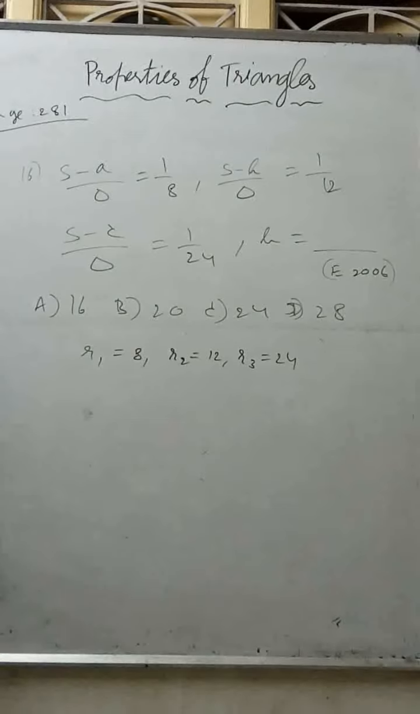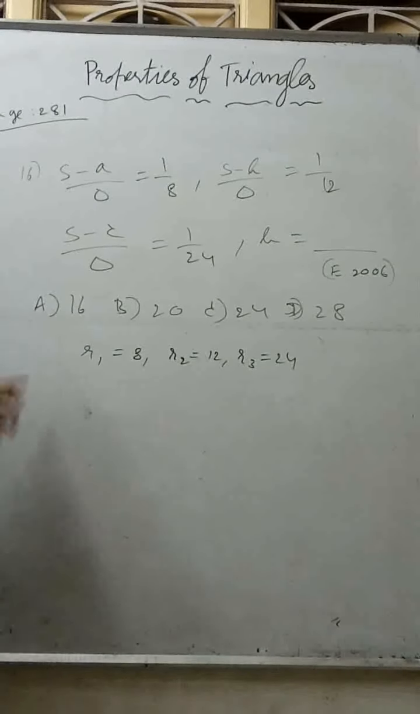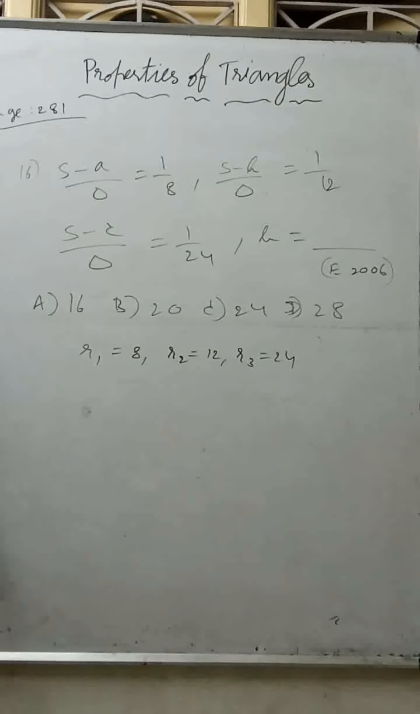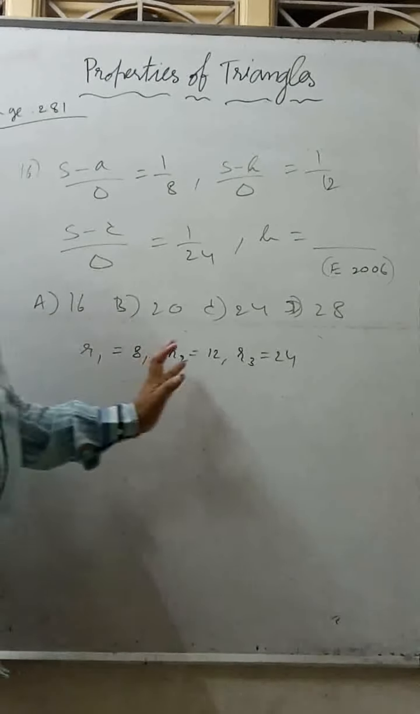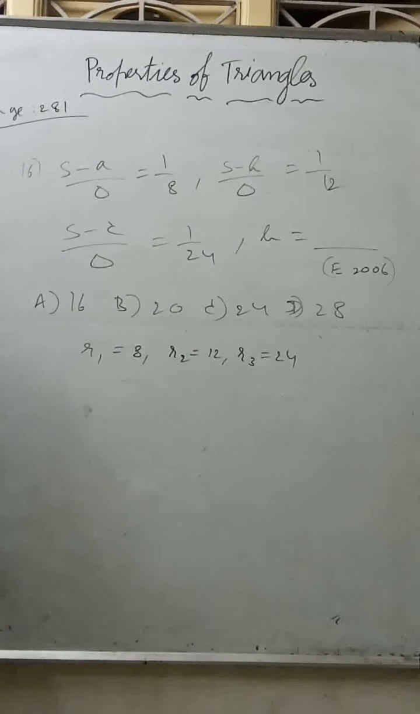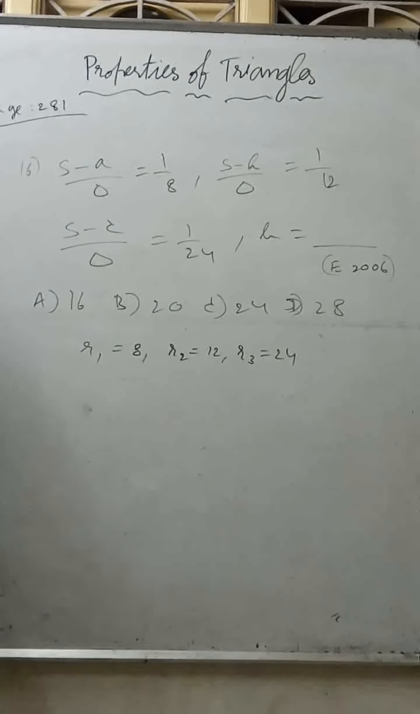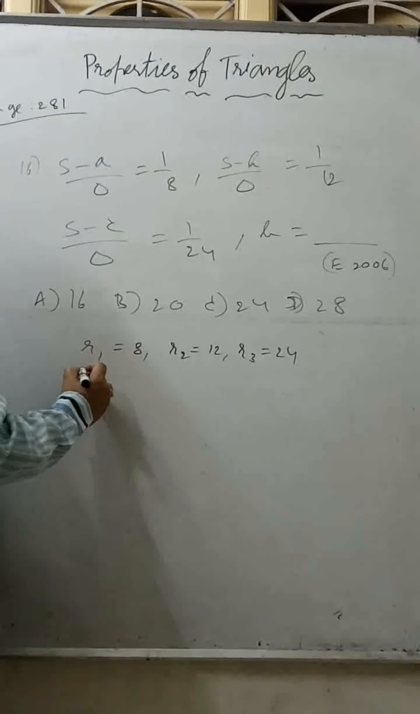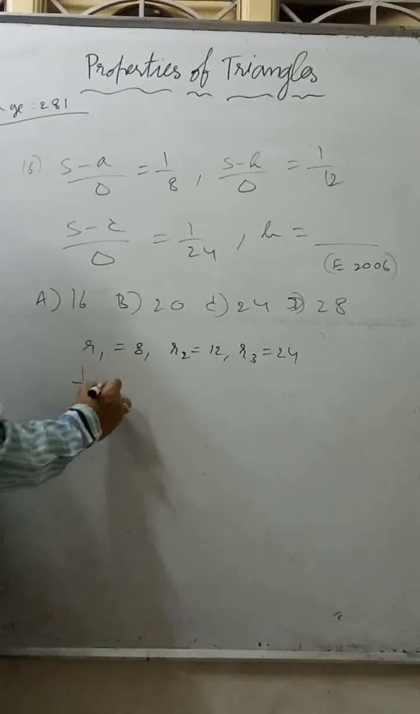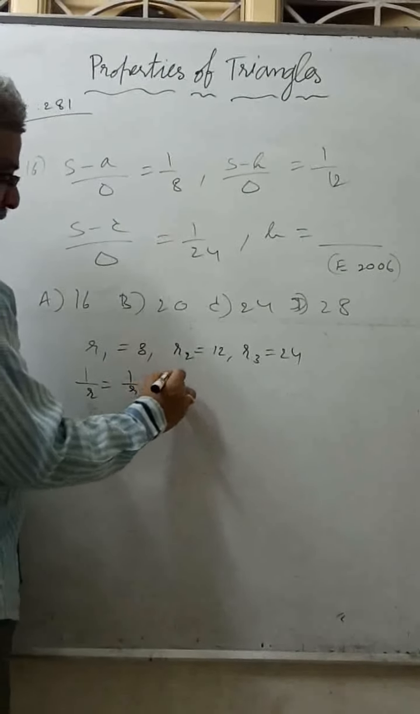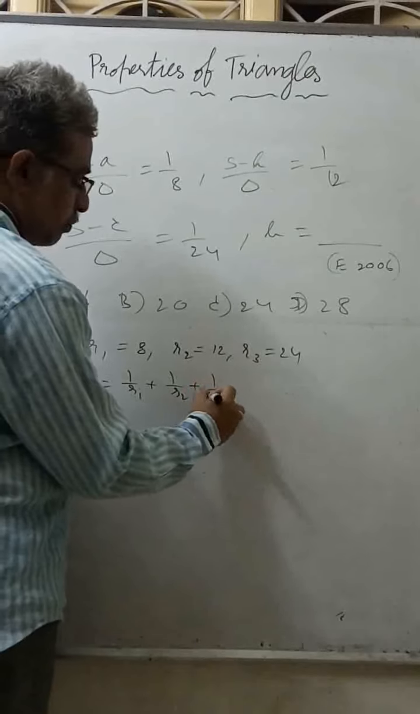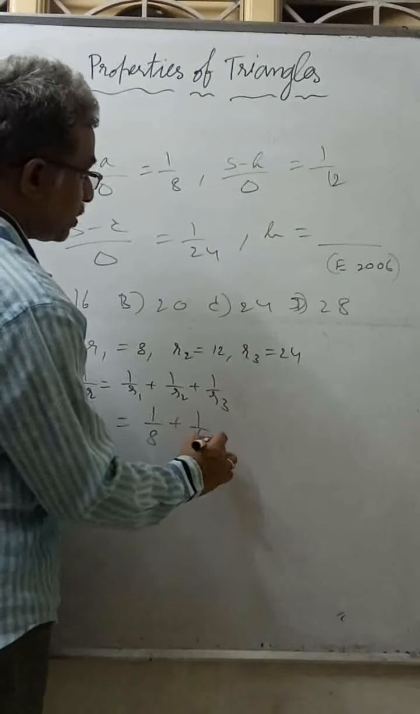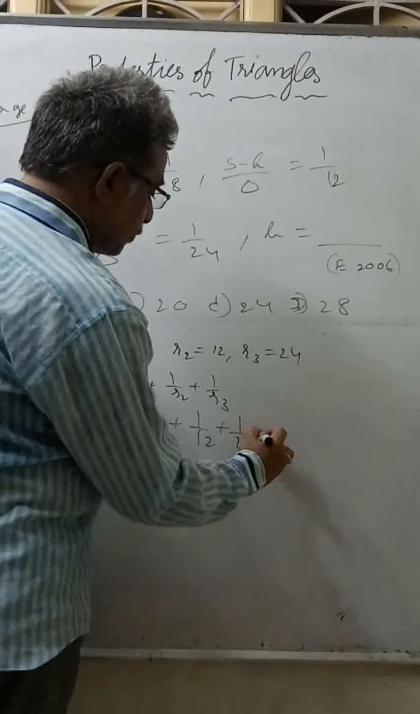Now he is asking for b. We know this is a 7 marks question. So r1, r2, r3 are given. First we can find r from these three, because we know that 1 by r1 plus 1 by r2 plus 1 by r3 equal to 1 by r. So 1 by r equal to 1 by 8 plus 1 by 12 plus 1 by 24.